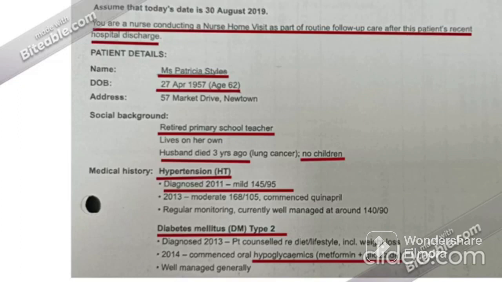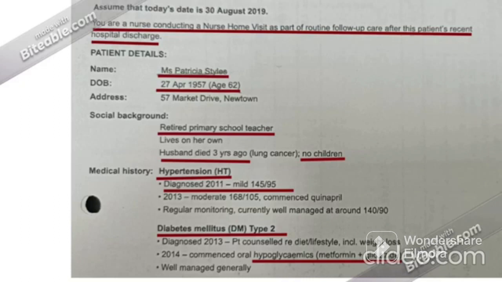Patient details: name Ms Patricia Stylessee, date of birth 27 April 1957, that is age 62. Address 57 Market Drive, Newtown. So this is not a known case. Social background, we have to underline retired primary school teacher. That one we need. Lives on her own. That one also we need. Husband died 2 years ago because of lung cancer. No children. So we can sum up in our social history like a widow who lives alone.